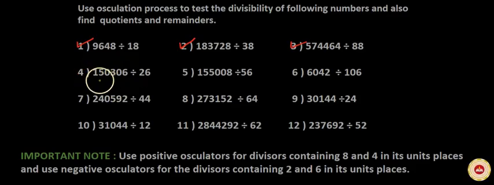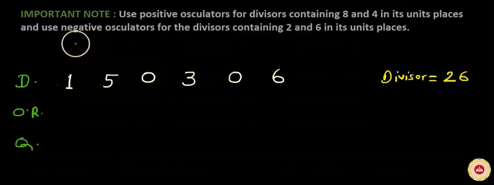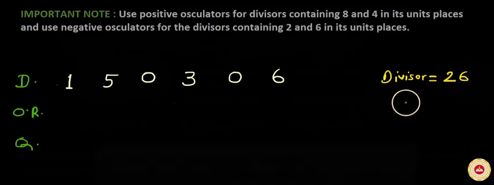So let us solve the next example. Fourth example, 1,50,306 divided by 26. So the divisor is 26. With 6 in the units place of the divisor, we are going to use the negative osculator, because we generally use the negative osculator for divisors containing 2 and 6 in the units place. Here it is 6, so let us calculate the negative osculator.